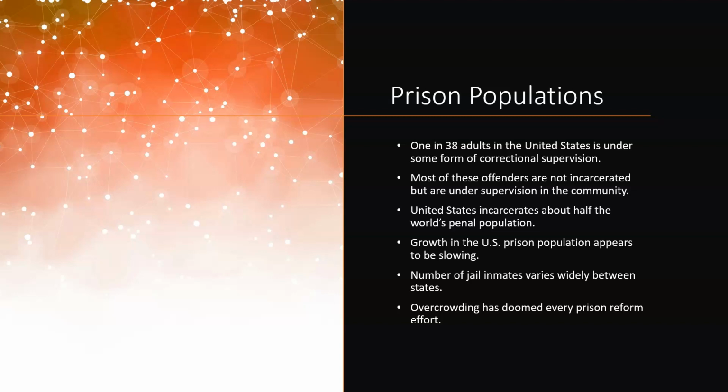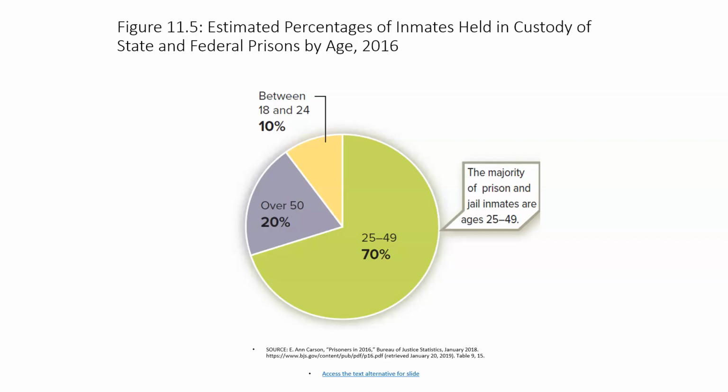We, the U.S., incarcerate about half of the world's penal population. Growth of our prisons does seem to be slowing. There's a lot of reasons for that. Money is probably the number one reason. Number of jail inmates varies between states, and overcrowding has been a huge issue, certainly in California.